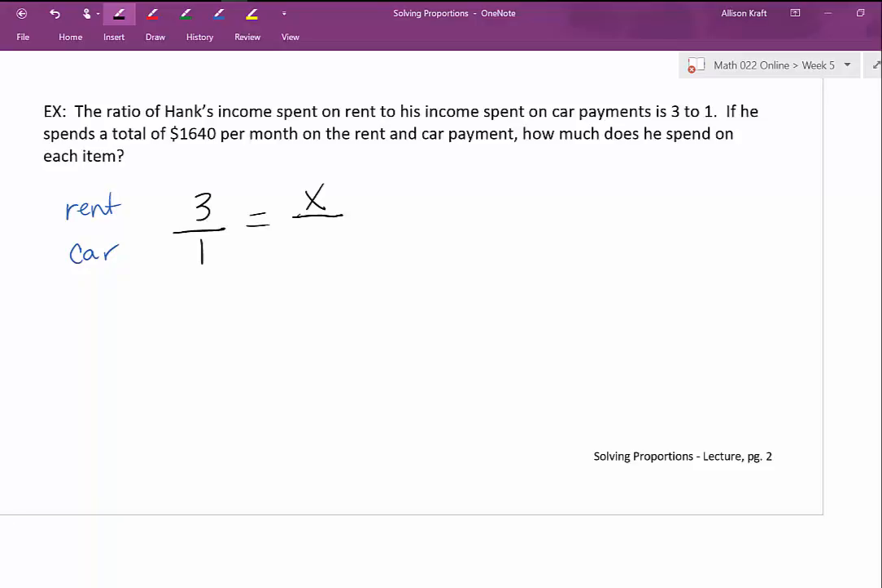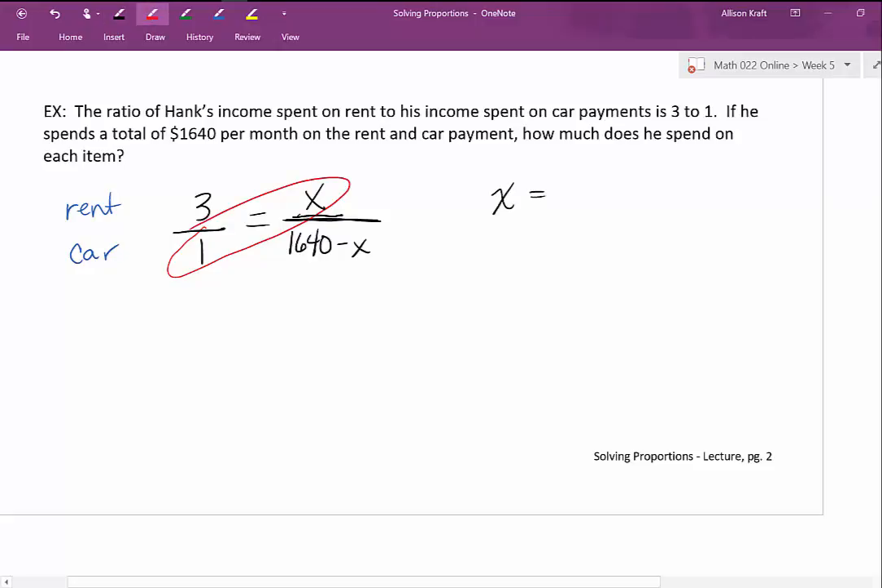Just like in previous application problems, like the distance problems, we're going to let one of the unknowns be x, and the other unknown be the total given minus x. And now we solve the proportion by cross multiplying. 1 times x gives me 1x. 3 times (1,640 minus x) is my right side.